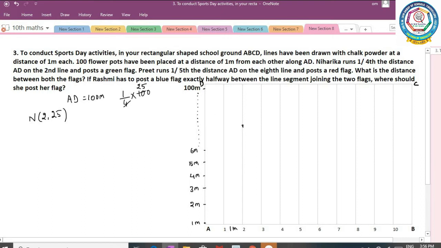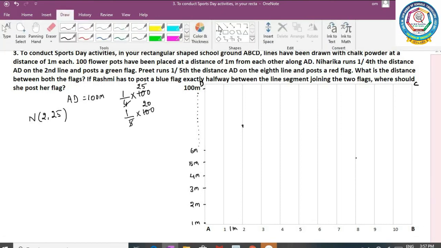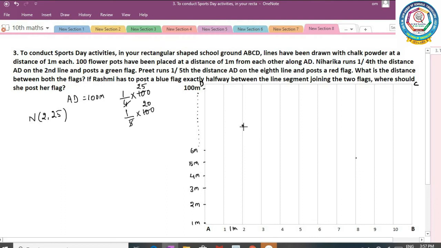Preet runs 1/5 of the distance, 1/5 of the distance AD 100. We have cancelled, 20 times. So on the 8th line, Preet started from the 8th line. So this distance is 20 meter. So he posts a red color flag. So what is the distance between both the flags? We have to find out the distance between both flags here.